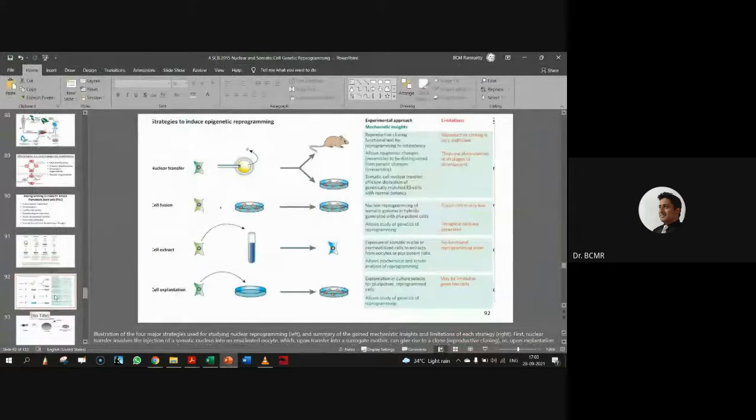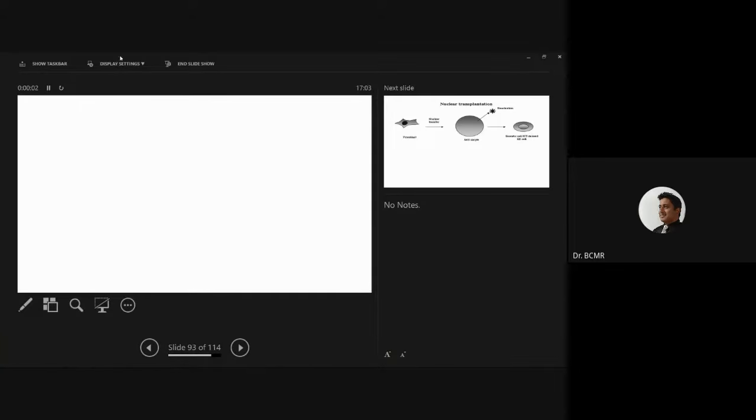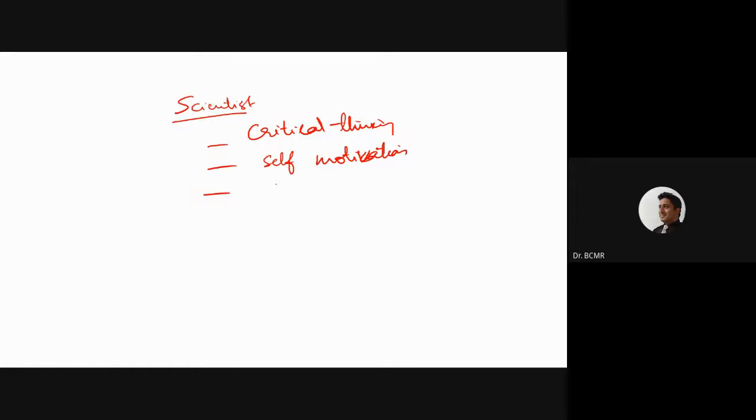I want to leave you with a message along those lines. To be a scientist, we need many things. We need critical thinking. We need self motivation. We don't need somebody else to come and say, do this or do that, and so on. We by ourselves are self motivated. And the third is a lot of energy to perform the experiments. And there is another one called grit or persistence.